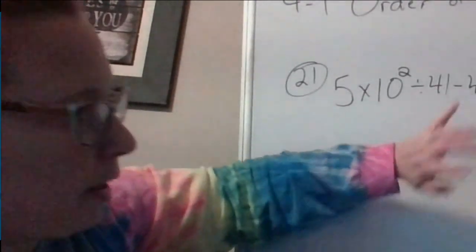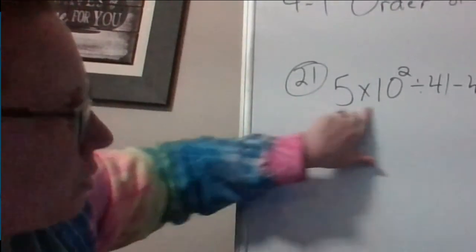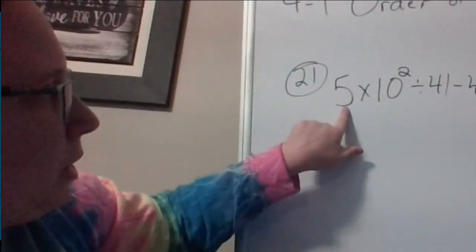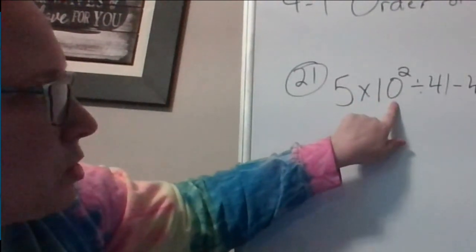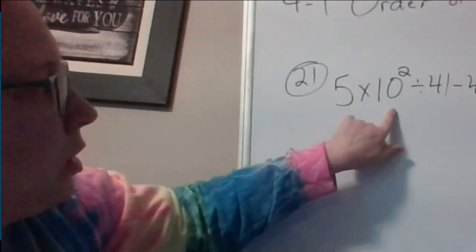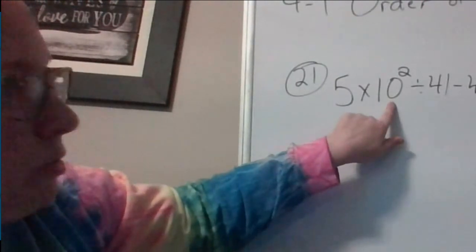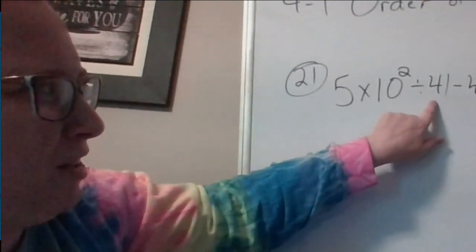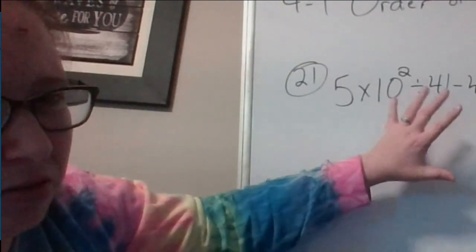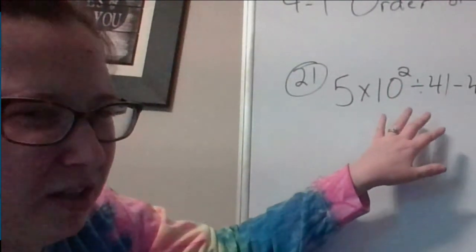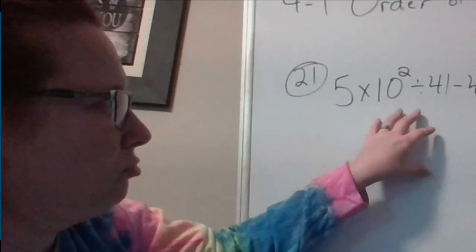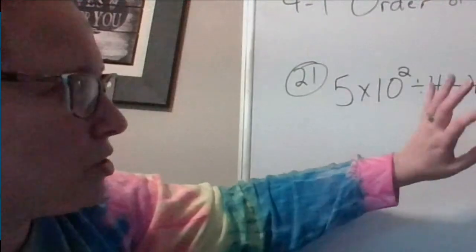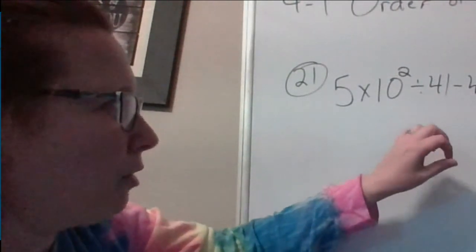So if I ignore my order of operations and I just completely work left to right, what's going to happen? Well, I'm going to get 5 times 10 squared. 10 squared is 100. So 5 times 100 would be 500. And then I'm going to divide that by 41. That doesn't sound quite right. That wouldn't give me a whole number for my answer. Over here I have a whole number. So something isn't quite right there.